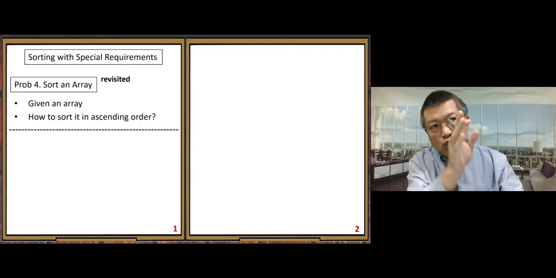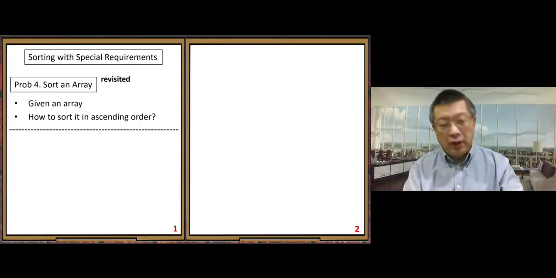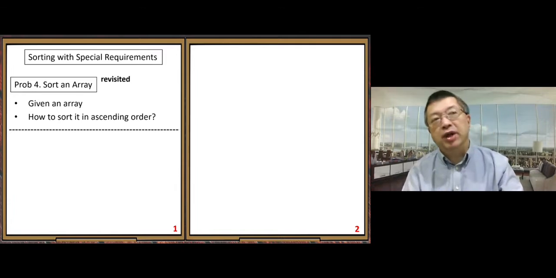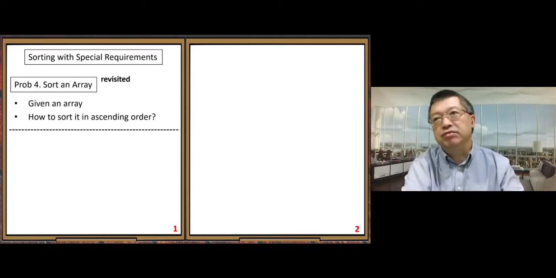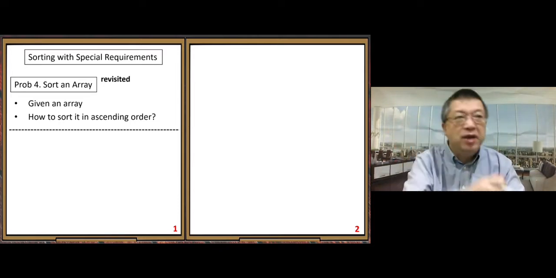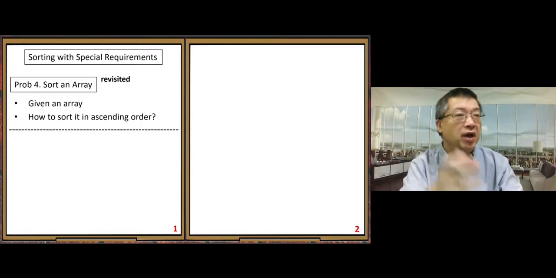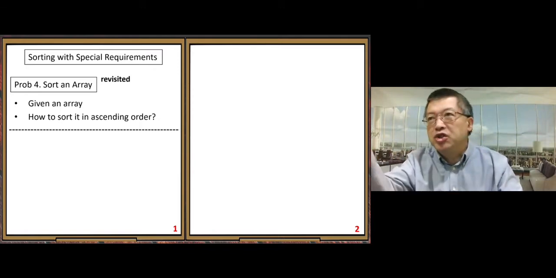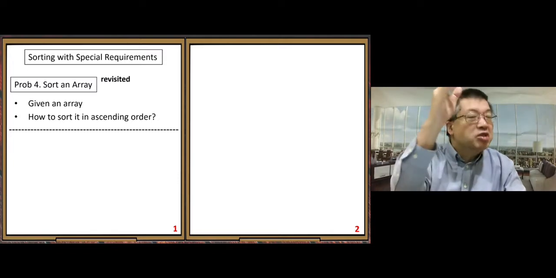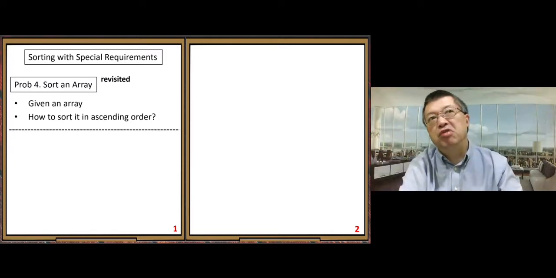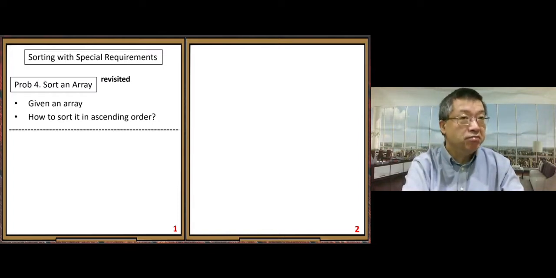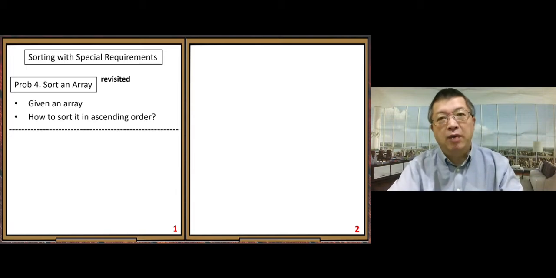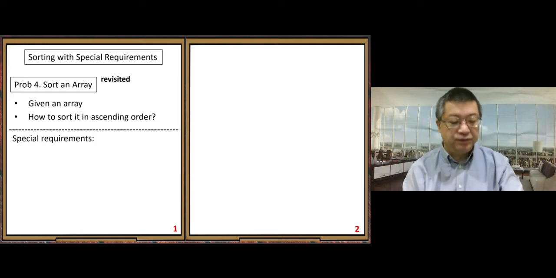So we look at a sort problem, our original sort an array problem, number 4. So we try to use another solution. Why do we have so many different sorting algorithms, why do we need another one? For some special reason. There are some special requirements we sometimes like to have for real-world applications. What kind of special requirements do we need? Let me give you that part first.